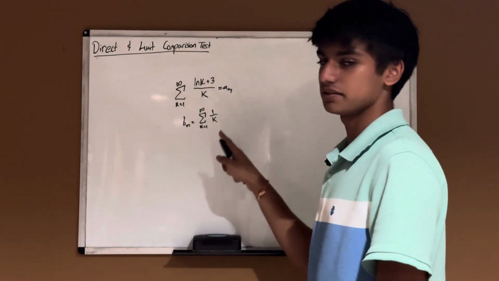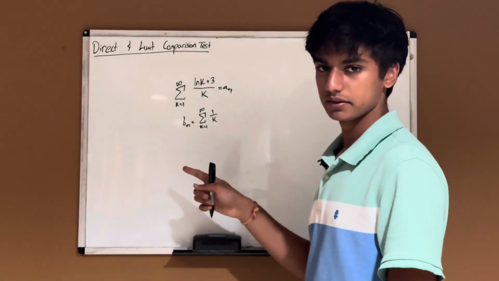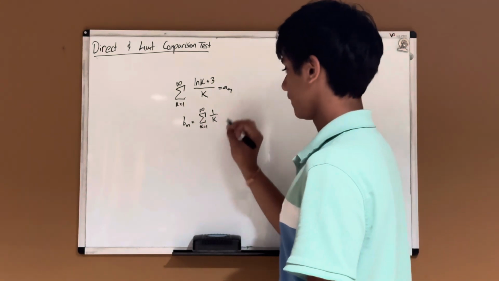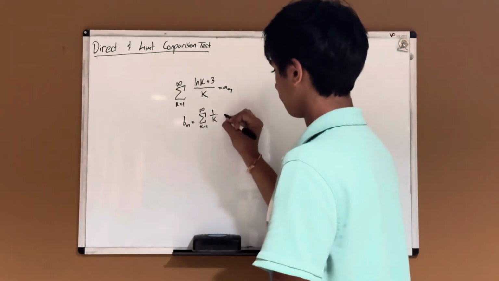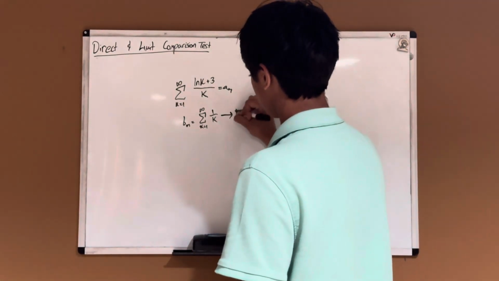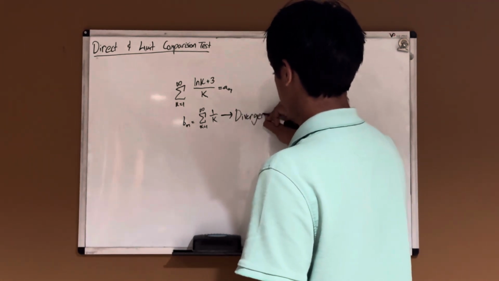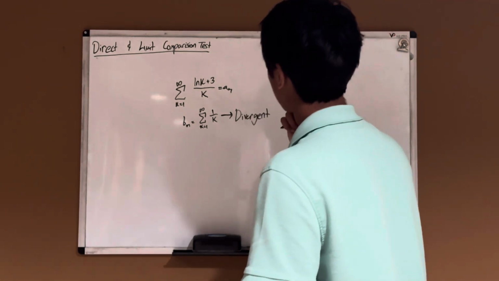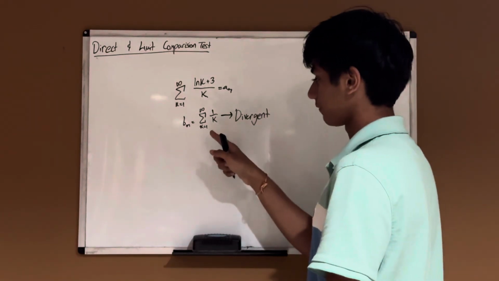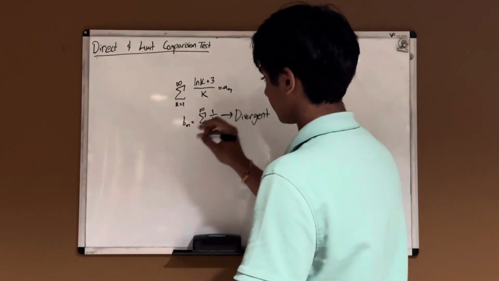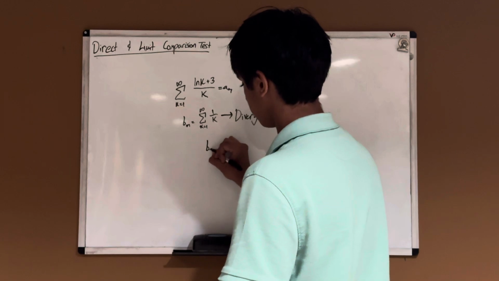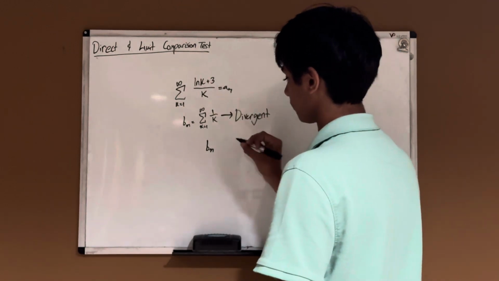Now you guys should recognize the series. This is a harmonic series, and the k is being raised to the first power. Therefore, it's divergent. Again, because it's a harmonic series, and the power is 1. Okay, this is divergent. So now we need to prove that b of n is less than a of n for the direct comparison test to hold.